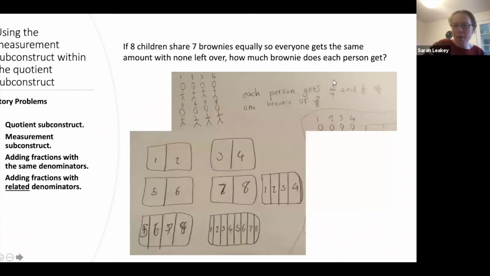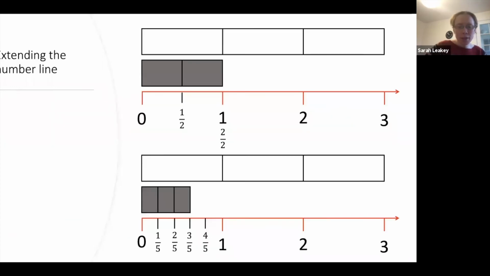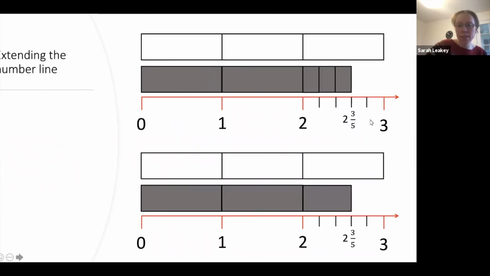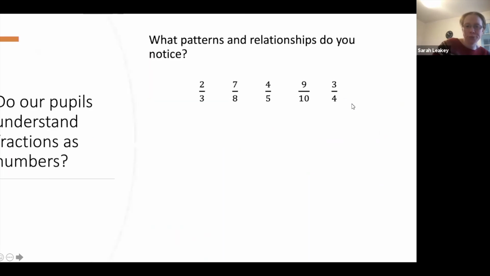Same kind of thing here. The pupil's got 3/4 and 1/8, and they've managed to work out that that's 7/8 as well. So just like before, we're going to extend the number line. We're going to use those problems and then think, if this is 1 brownie, where does that number fit on our number line? Doing that with fractions that are equal to 1, non-unit fractions that are less than 1, but also extending to these mixed numbers as well.